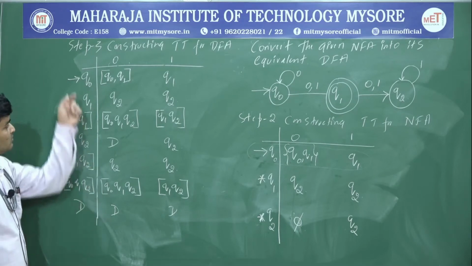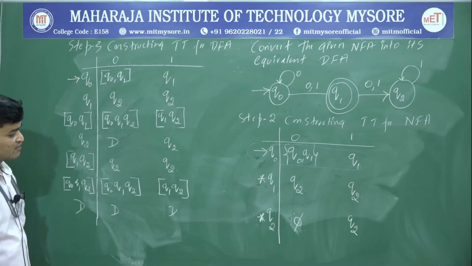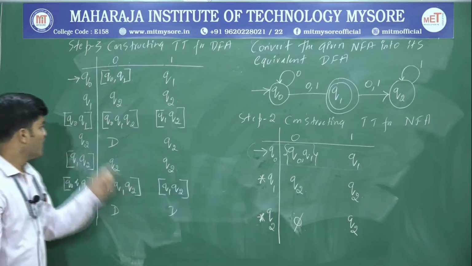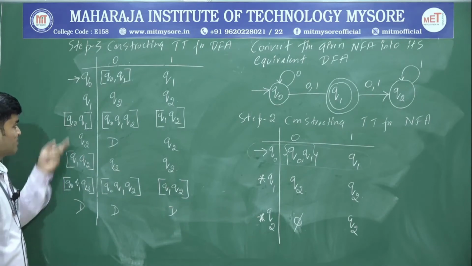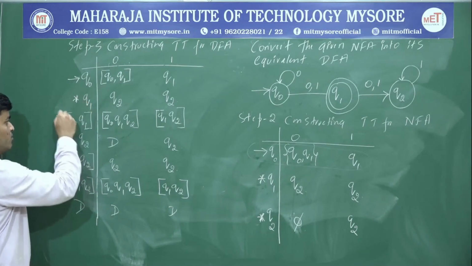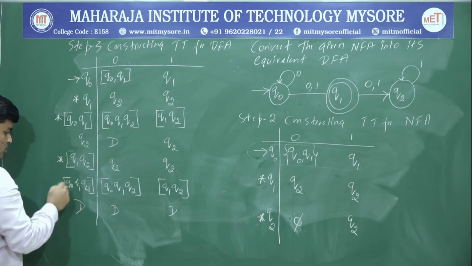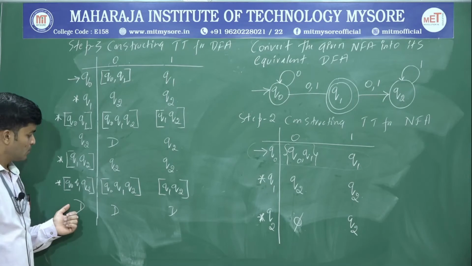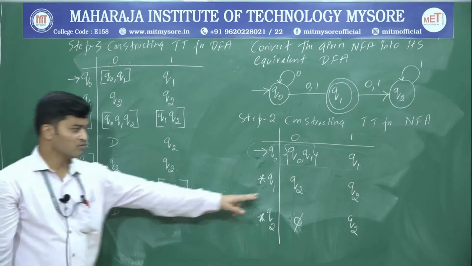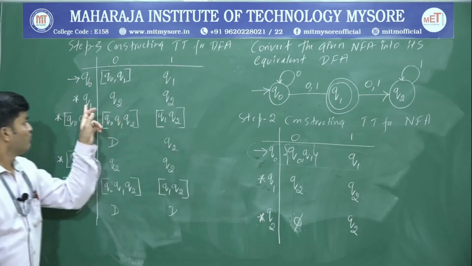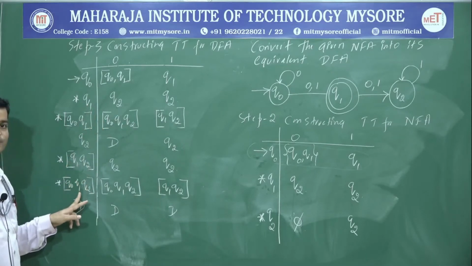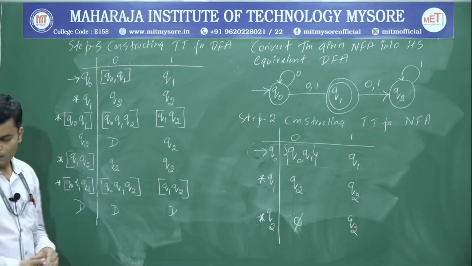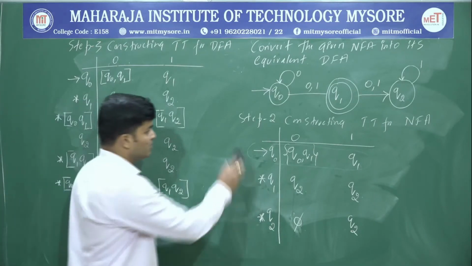Now, the start state is the same. How to identify the final state? The final state in the previous table is Q1. So wherever you find Q1, you make that one an accepting state. Here we have Q1, here Q1, here Q1, here also Q1, so we will get 4 accepting states. Now, what's the final step?